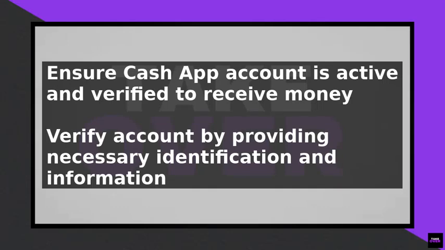To fix the issue of Cash App not letting you receive money, follow these steps. First, ensure your Cash App account is active and verified, as this is a requirement to receive money. Verify your account by providing the necessary identification and information, such as your name, date of birth, and social security number. Next, check your internet connection to ensure it is stable and working properly.